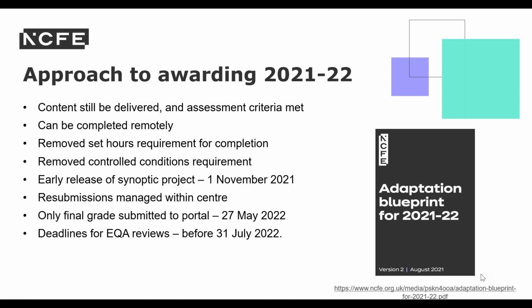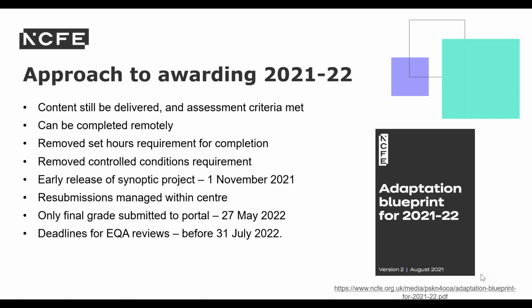So what have we done? We have adapted the delivery and completion conditions so that it can now be completed by students remotely where required. We have removed the requirement to complete it within the set number of hours. We have removed the requirement of completion under controlled conditions. And we also brought forward the release of the Synoptic project brief so centres could plan their own delivery timescales around their own delivery plan. This year it was released back in November, on the 1st of November 2021. Learners do need to be registered and booked onto the controlled assessment so it can be viewed and accessed.